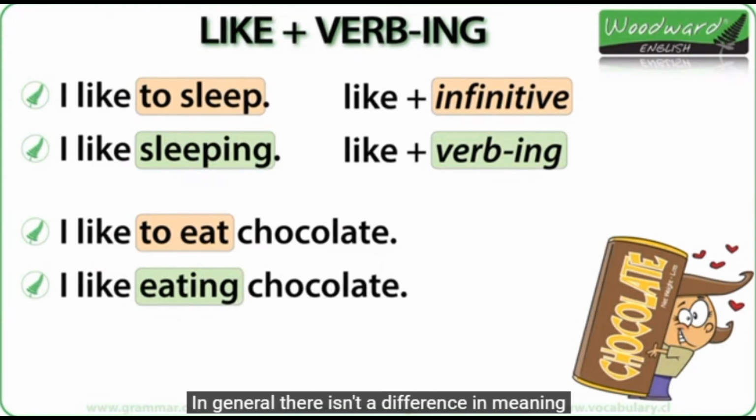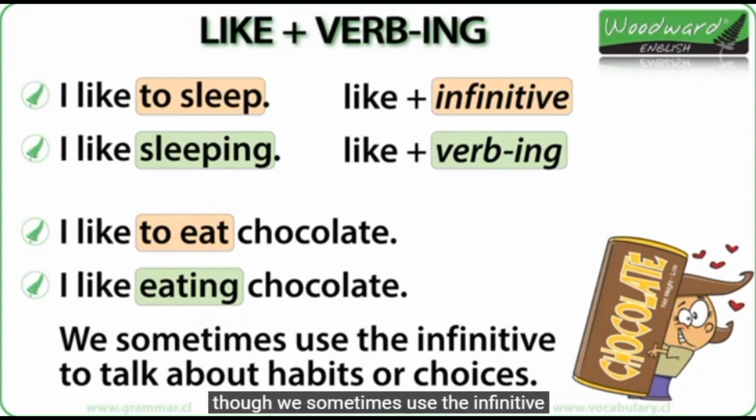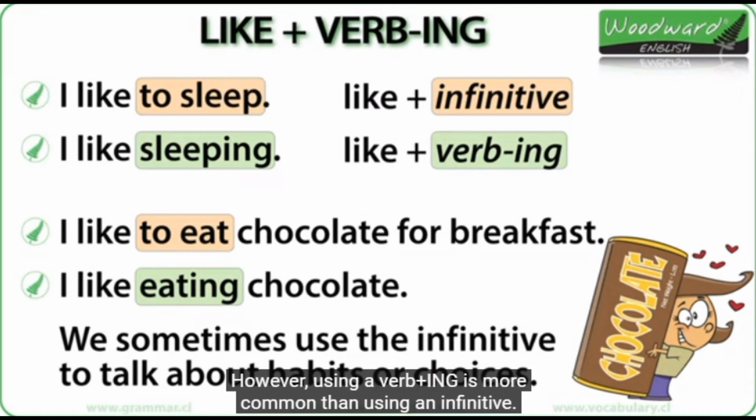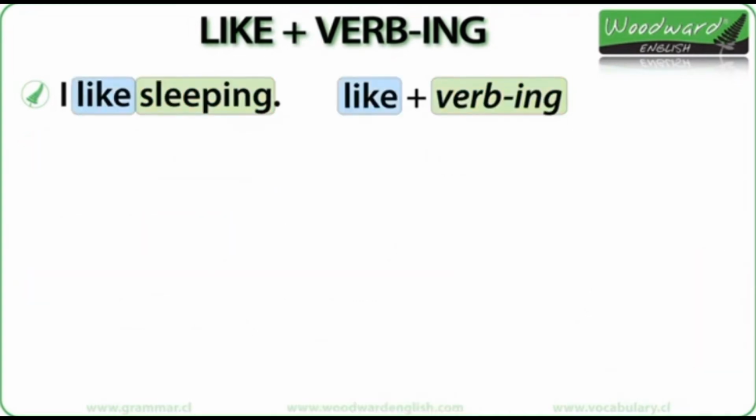Is there a difference? In general, there isn't a difference in the meaning, though we sometimes use the infinitive to talk about habits or choices, right? For example, I like to eat chocolate for breakfast. He's talking about my habit, routine, or choice. I like eating chocolate. This is more about what I like doing in general. That's the difference. However, using a verb plus the ing is more common than using an infinitive. So ing is more common.